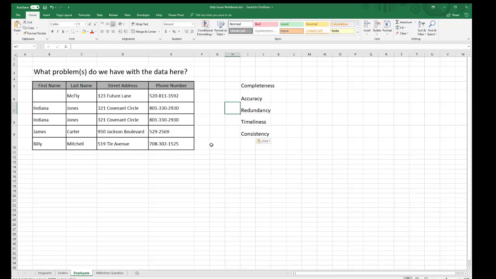We have repeated records. If you're wondering about the phone number for James Carter in this cell here, we are missing the area code, but because the data is stored there and it is incorrect, this is actually an issue of data accuracy. So we have a phone number that's incorrect for James Carter. So that is an issue of accuracy.